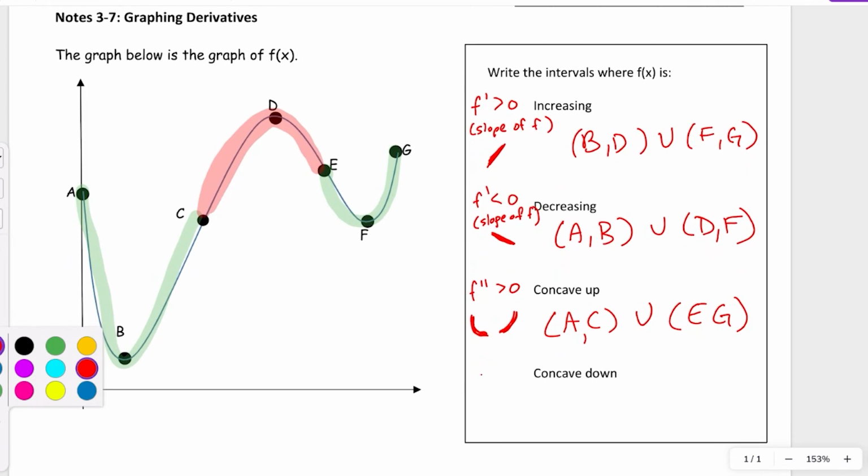And then concave down, which is where the second derivative is negative, and you have kind of an upside down looking U shape. That's just going to be between C and E.